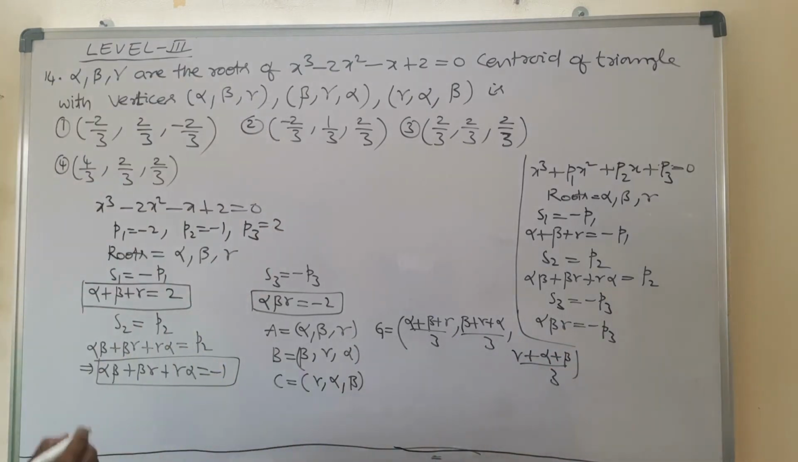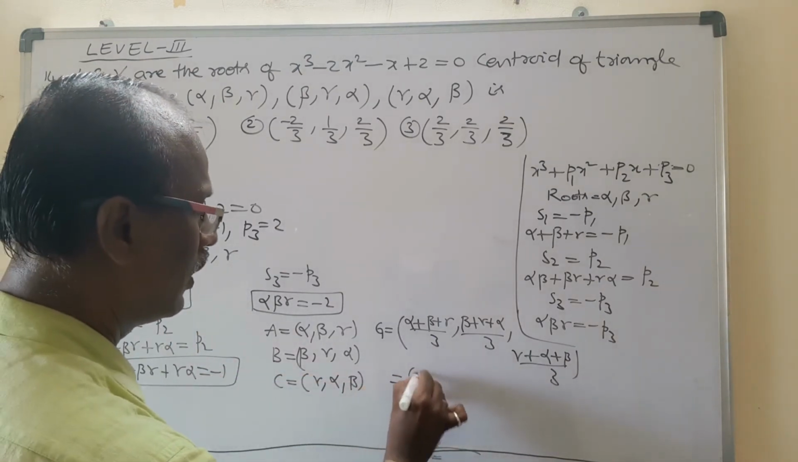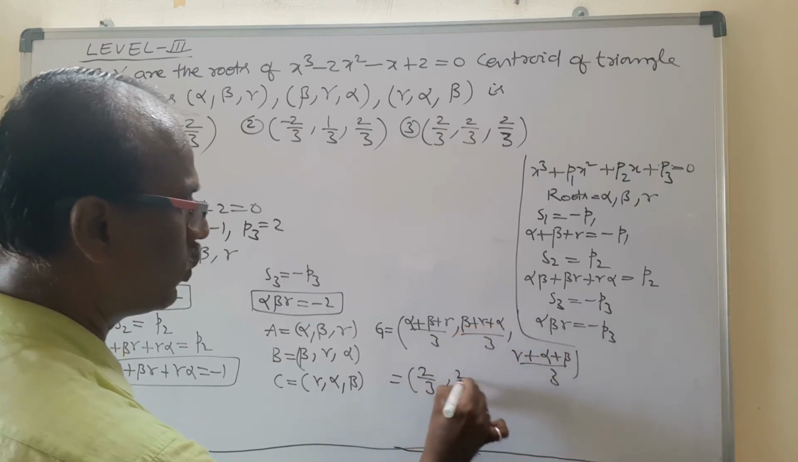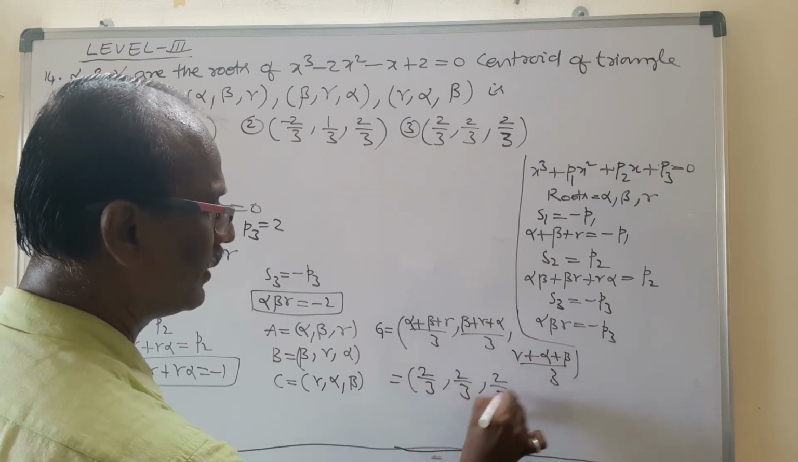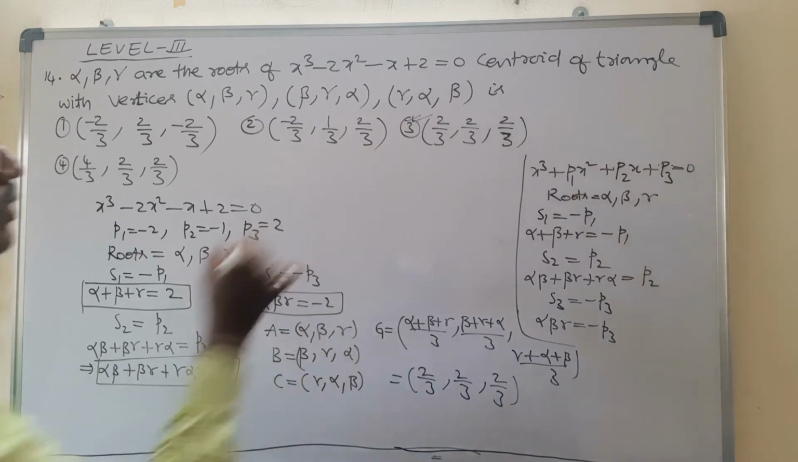In the cubic equation, alpha plus beta plus gamma is 2. Here 2 by 3. Beta plus gamma plus alpha is also 2, so 2 by 3, comma, 2 by 3. The centroid of the triangle is (2/3, 2/3, 2/3). This is the third option, which is the correct one.